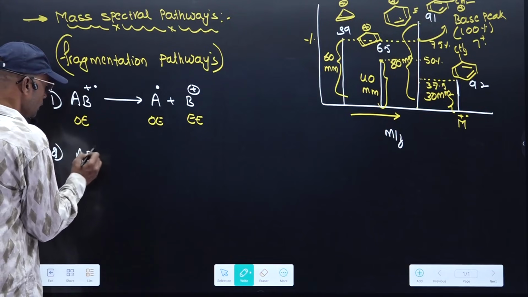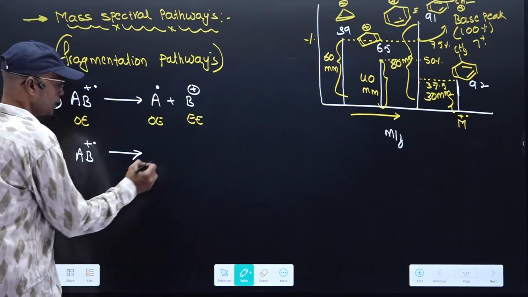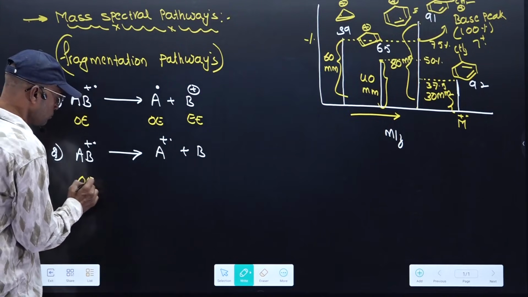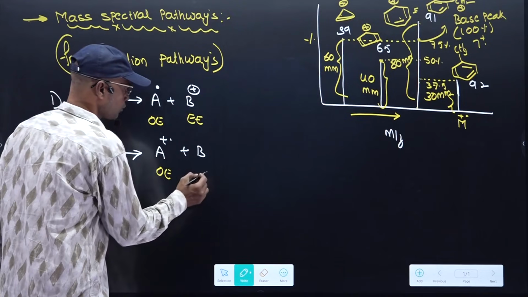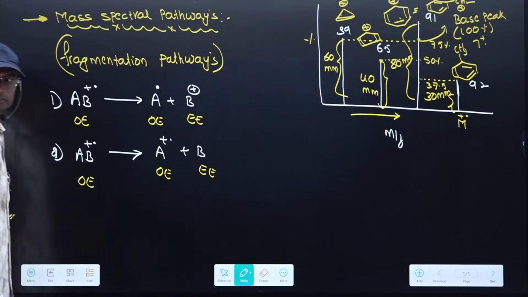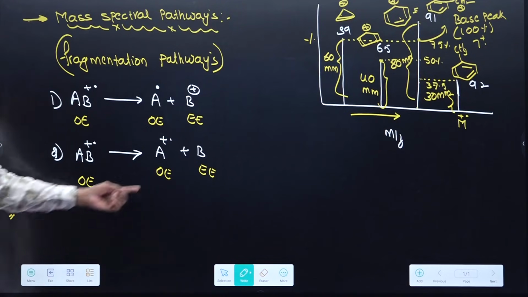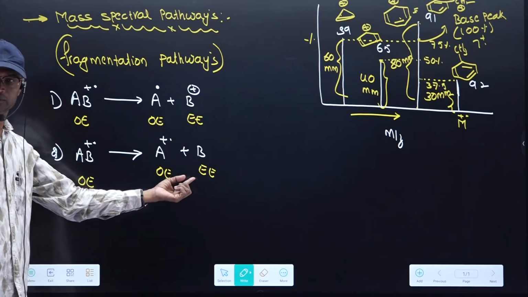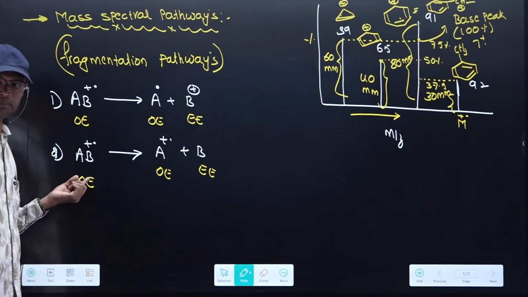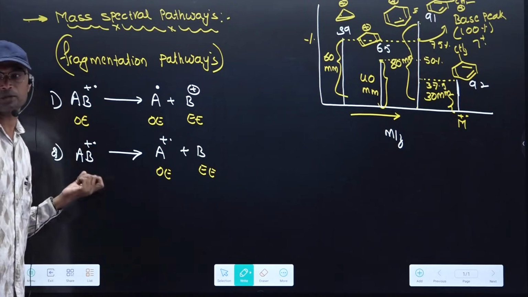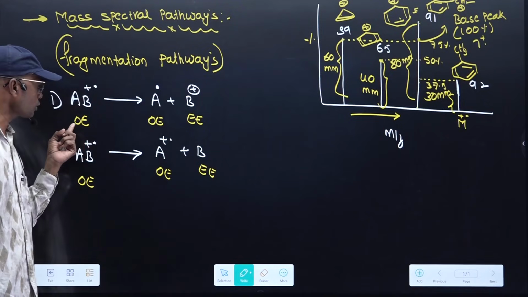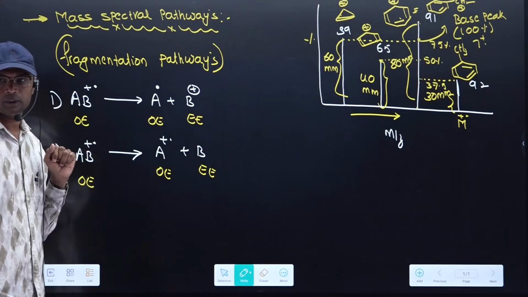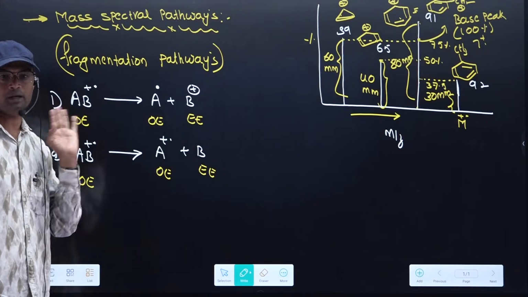Now the second one, AB radical cation. If A is a radical cation and B is one more, this is an odd electron, giving an odd electron, and this is an even electron. So odd electron, even electron, odd electron, even electron. When an odd electron undergoes fragmentation, remember, that will always give one odd electron and one even electron. They never give two odd electrons, and they never give two even electrons.